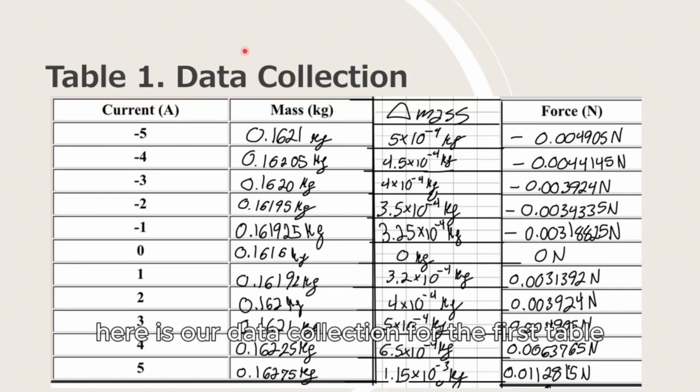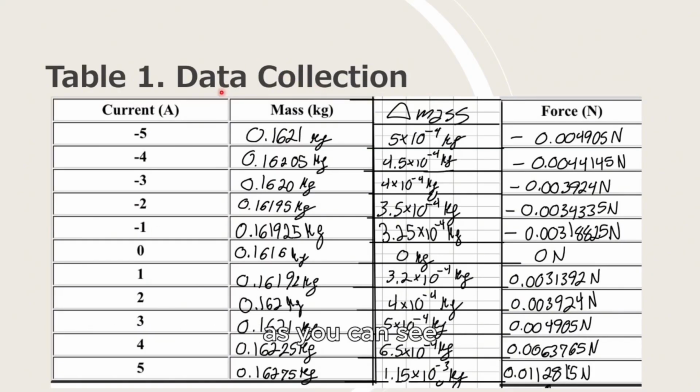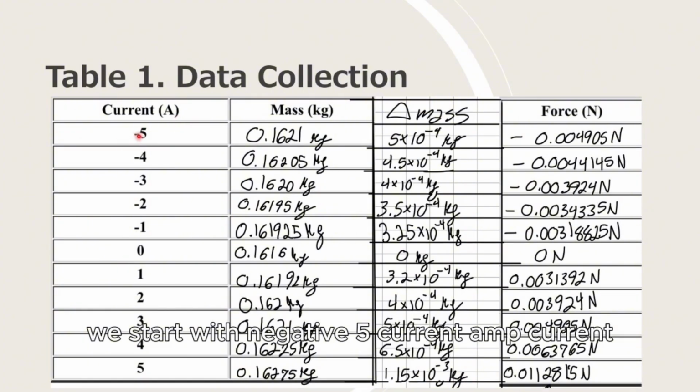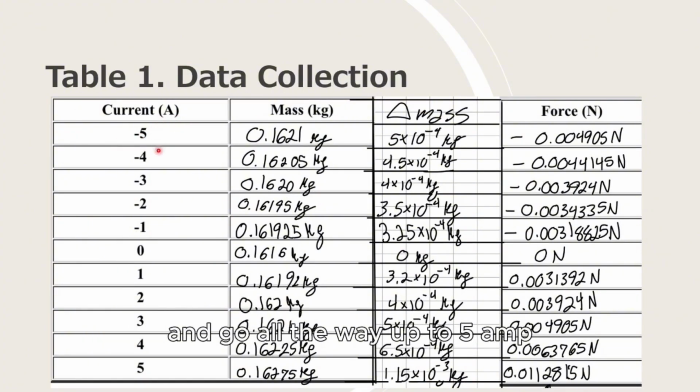Here is our data collection for this first table. As you can see, we start with -5 amp current and go all the way up to 5 amp. The initial mass, as previously discussed, was basically this one, the one that has 0 current, 0.1616 kilograms. This is the mass that the magnet displays as there is no current flowing through it.